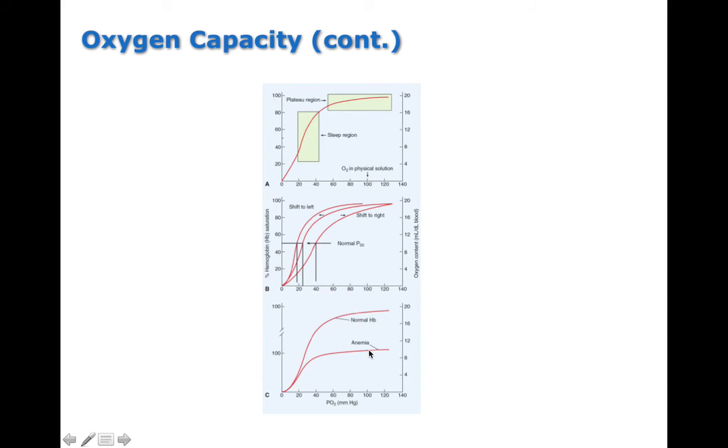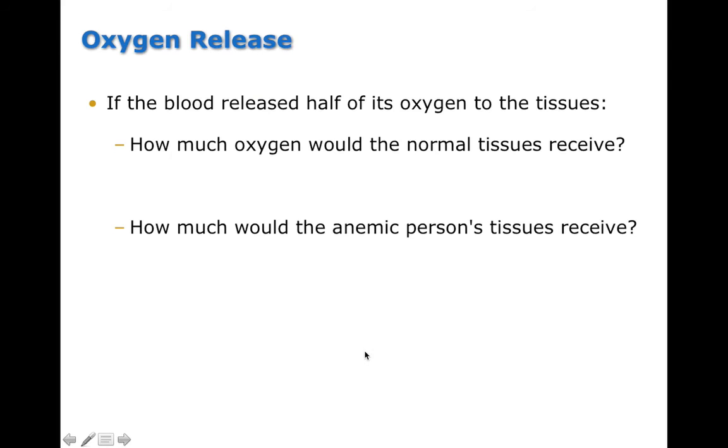So if you're anemic, like let's say if you have low red blood cell count or low hemoglobin inside your blood cells, we're saying that your total oxygen carrying capacity could be as low as half as much as what it would be in normal situations, which means that you can't transport as much oxygen, so your tissues are just going to be hypoxic. You're not going to be able to oxygenate your tissues as well in conditions like anemia. So with oxygen release, we say that if blood releases half of its oxygen in the tissues, how much oxygen will the normal tissues receive?